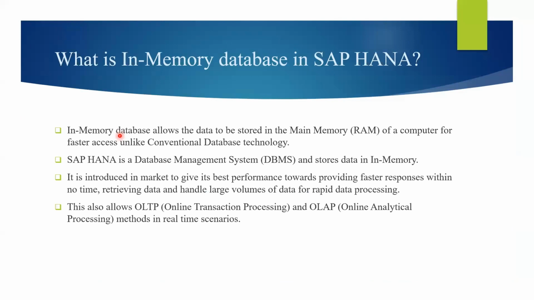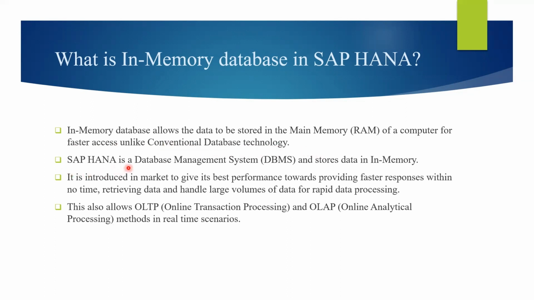What is in-memory database? In-memory database allows the data to be stored in main memory, which is RAM of a computer for faster processing, unlike conventional database technology. Conventional database technology means storing the data in the hard disk. We will learn more about this conventional database technology in the upcoming slide.